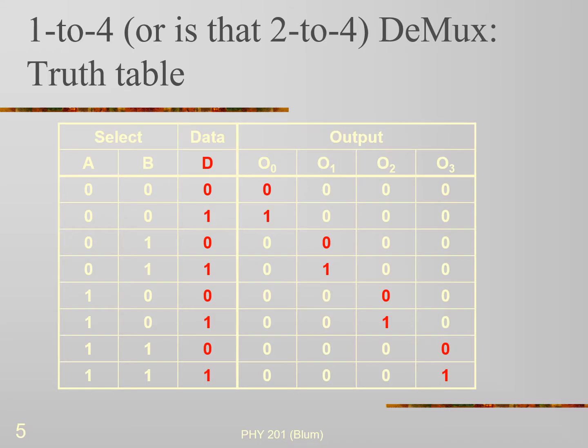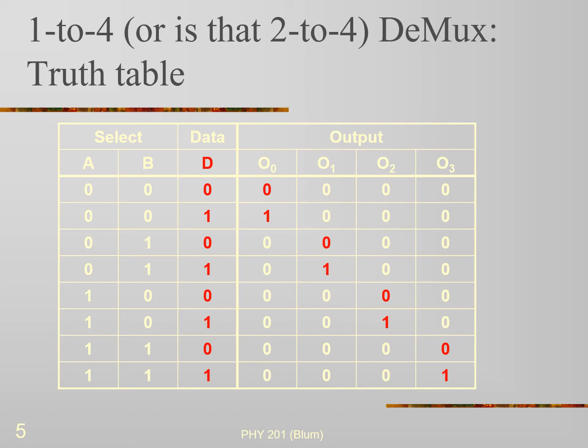So here's the truth table for the 1 to 4 demultiplexer, or you might call it the 2 to 4 demultiplexer. If you're saying it's 1 to 4, you mean that there's one data input going to 4 possible outputs. And if you're calling it a 2 to 4, you're emphasizing the selects, the addresses. So you're saying there are 2 addresses that help identify which of the 4 destinations is the chosen one.